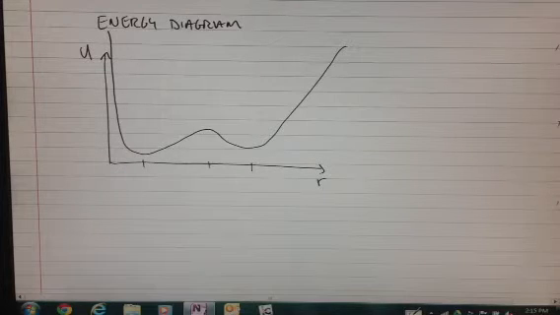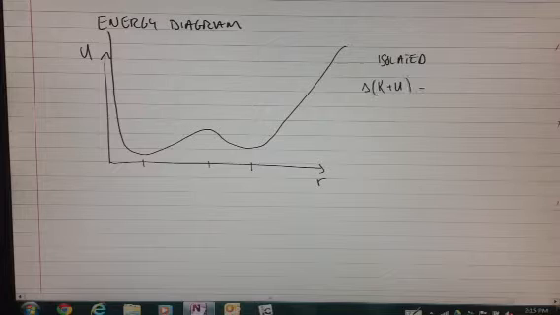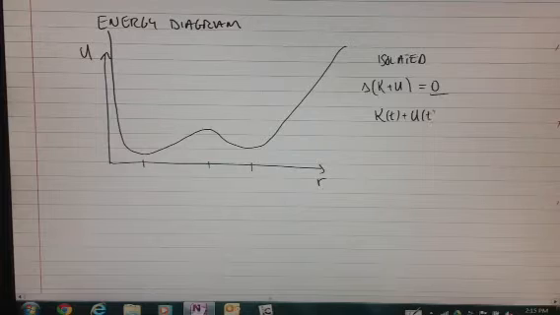Now, if this is an isolated system, we know that the change in the kinetic energy of the system plus the potential energy of the system is equal to 0. That is the work from the surroundings. So I know that no matter what goes on, the kinetic energy of the object plus its potential energy is equal to some constant, which I'm going to call E0. That's the mechanical energy of the system.